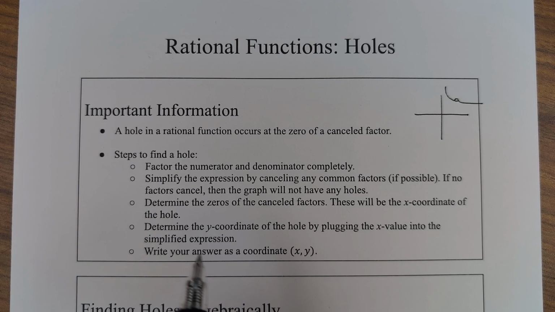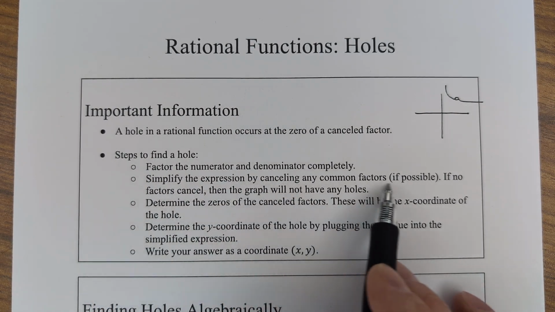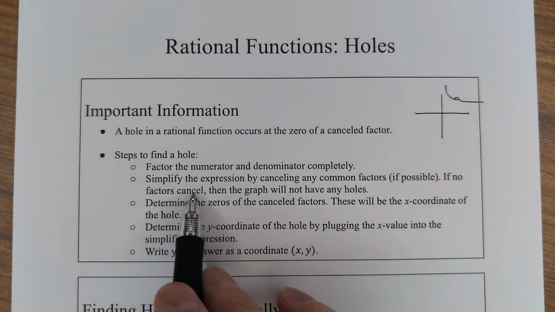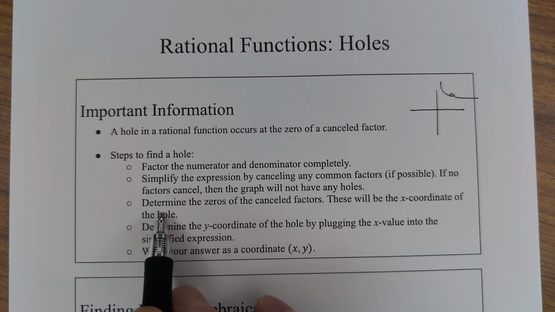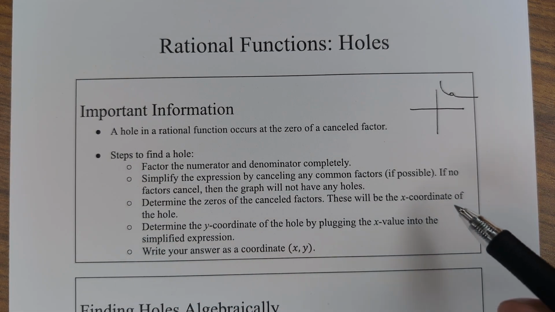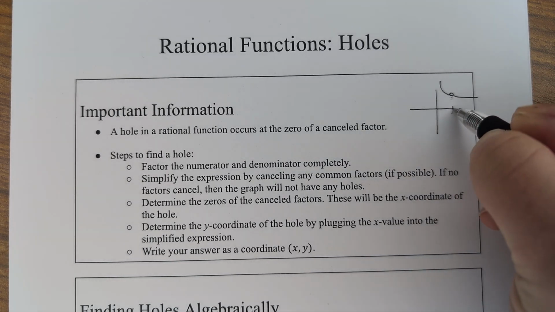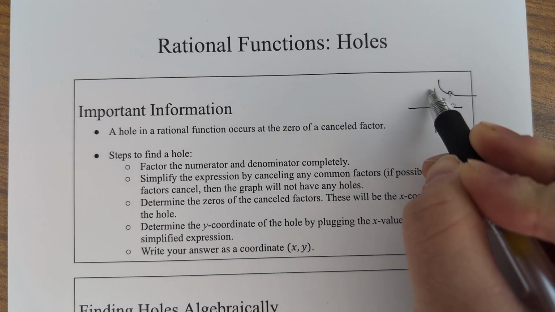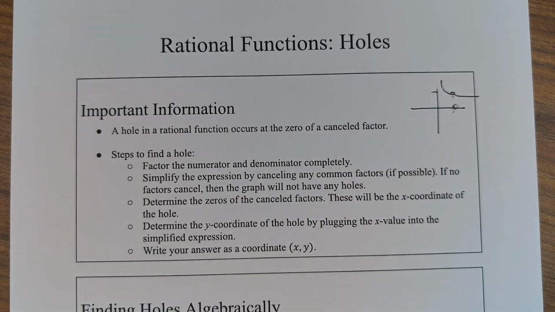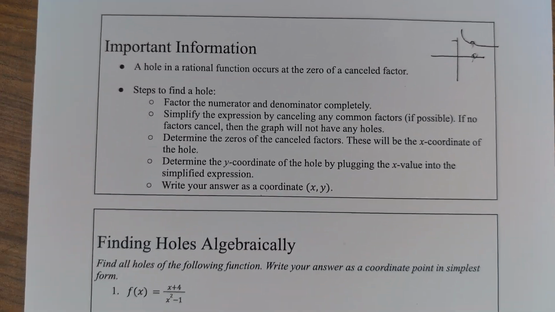So the algebra behind the steps: factor your numerator and denominator, and simplify the expression by canceling any common factors. If no factors cancel, then there won't be any holes. So it only happens if you have something that cancels. Then find the zeros of the canceled factors: we take what we canceled out and solve, and that'll tell us where on the x-axis our missing value is. Then determine the y value: we plug our missing x value back in, and that gives us the one missing point that our graph does not have. And then our answer is a coordinate written as (x, y).